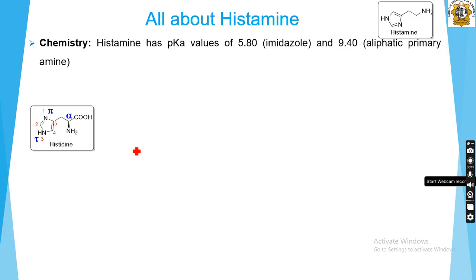So, more about the chemistry of histamine. Why am I emphasizing histamine? Because all your things will be dependent on this compound. There are three types of nitrogen in histidine, not histamine. So this is alpha, this is pi, and this is tau.